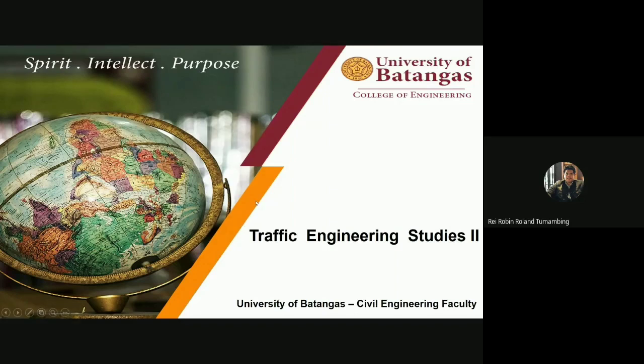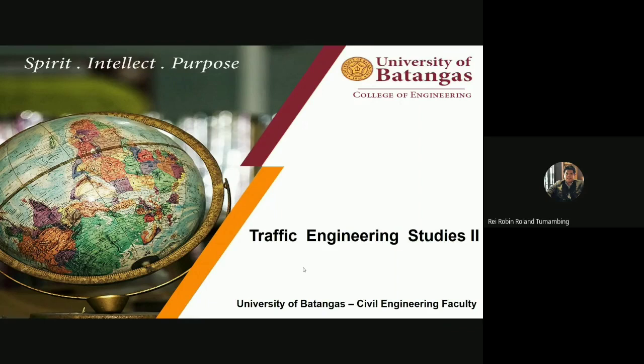Today we will be continuing our discussion about traffic engineering studies. Previously we've discussed the volume study and the speed study. So today we will be discussing the travel time and delay studies and the parking studies.